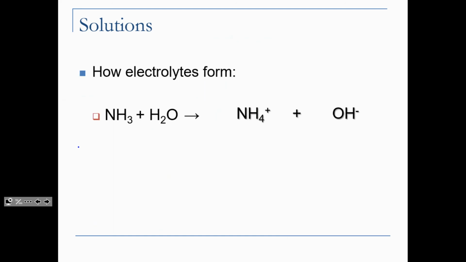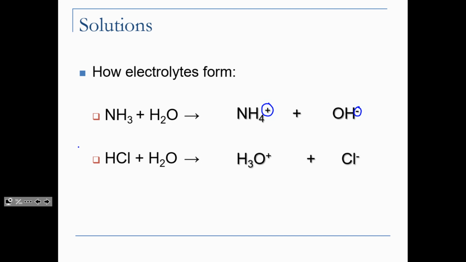So how do we form electrolytes? Well, we have to dissolve them in water. If we have a compound by itself, it's not going to create any sort of ion or charge. So for instance, if ammonia is with water, it can break apart to form NH4 plus, which is ammonium, and hydroxide, and we get these charged particles.